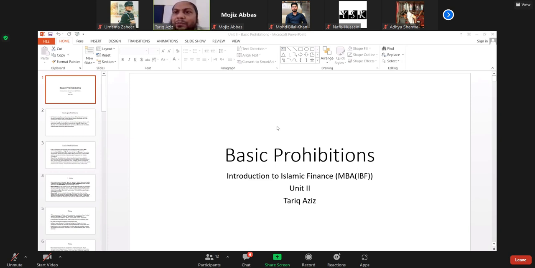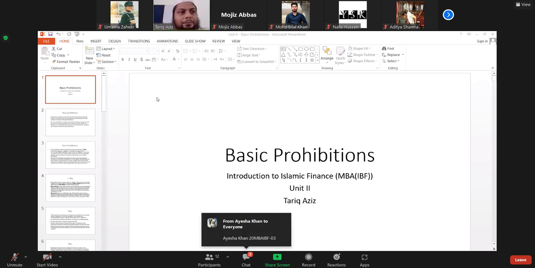So we have to just look whether there are these prohibited elements in a particular transaction or not. If those elements are there, then those are clearly not Sharia compliant, and we can say that these transactions and contracts are not Sharia compliant or Islamic. They are not as per the Islamic guidance and Islamic prescriptions.